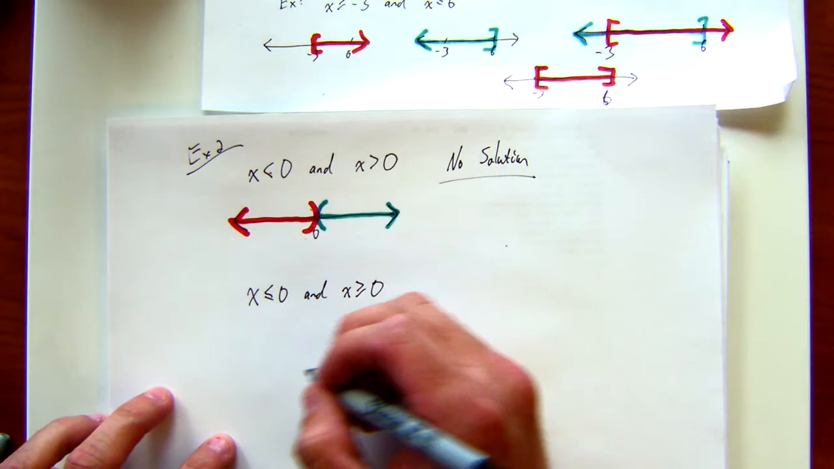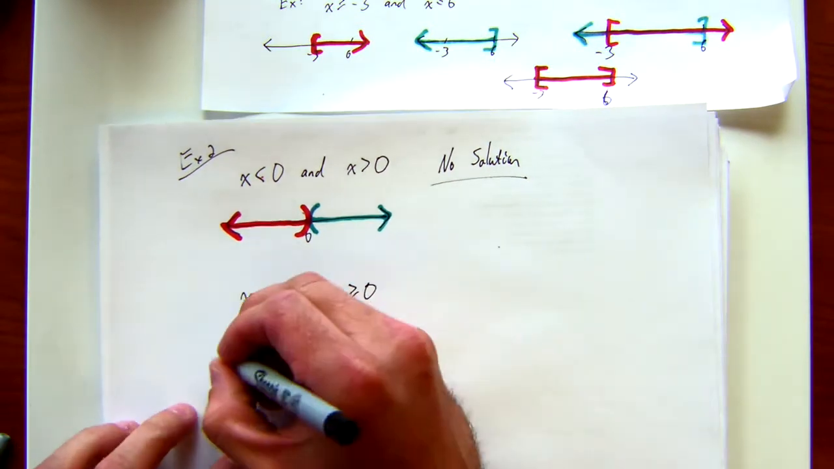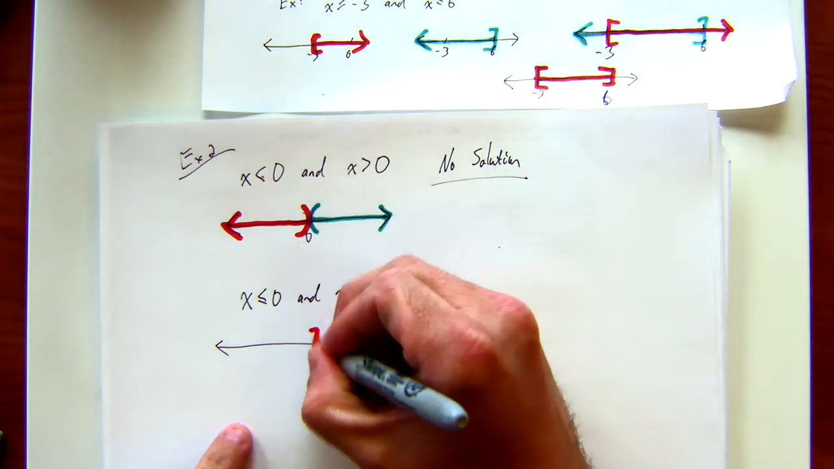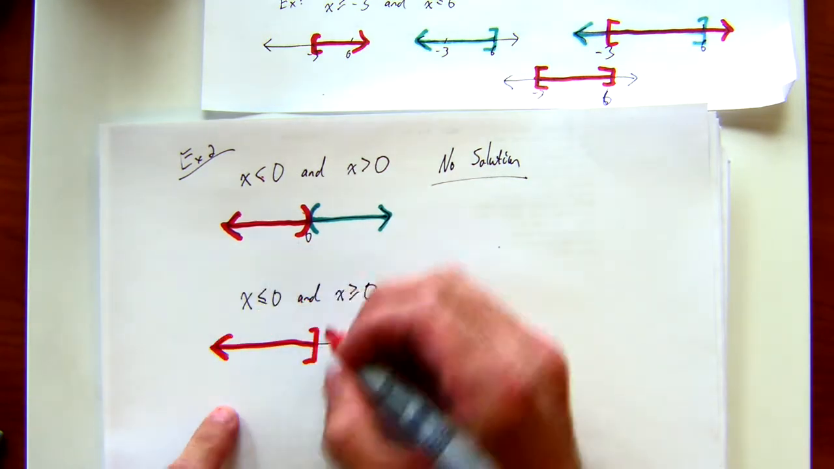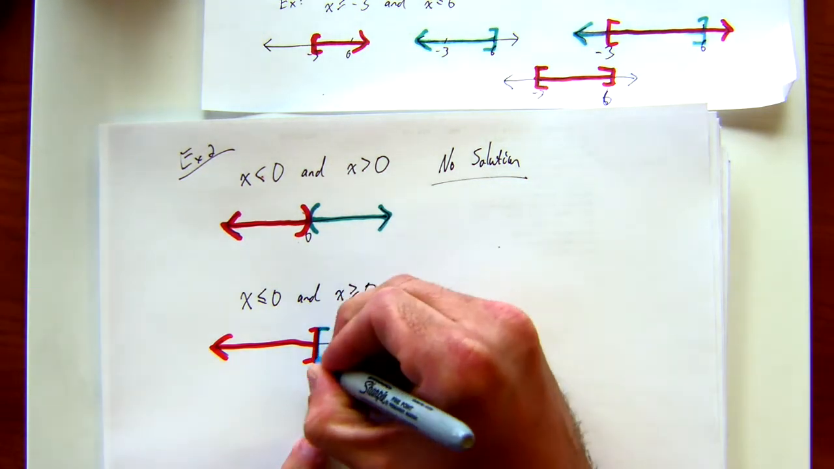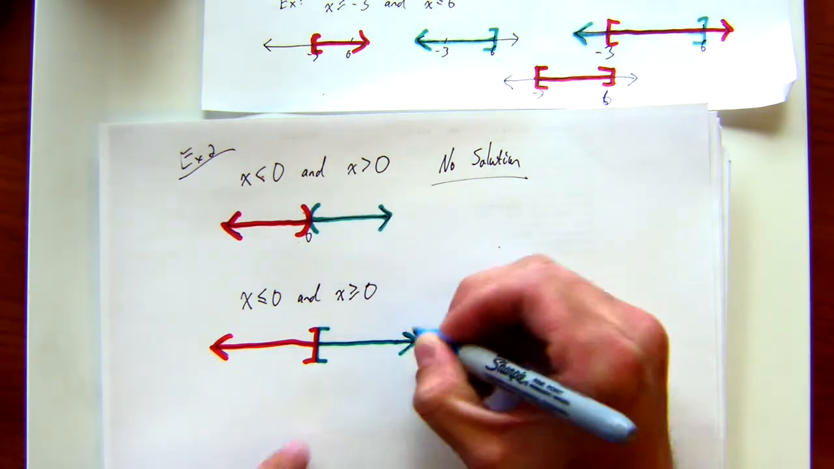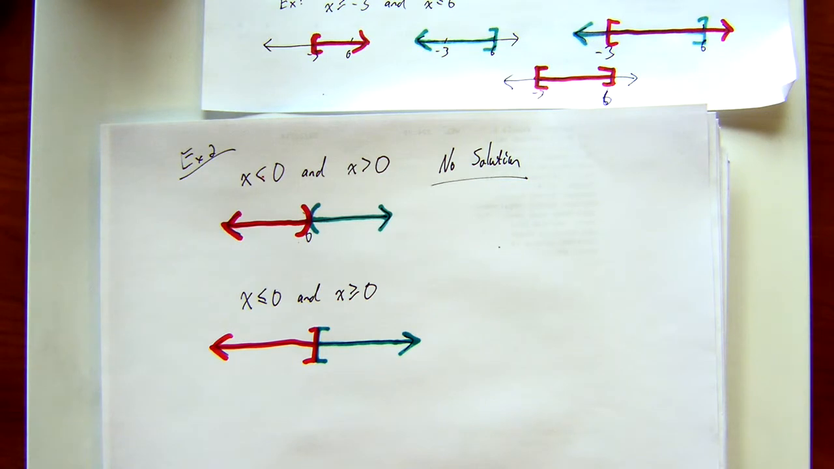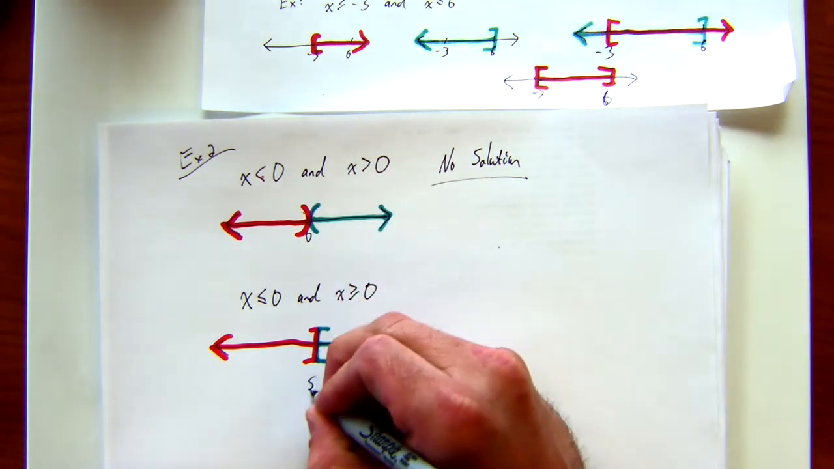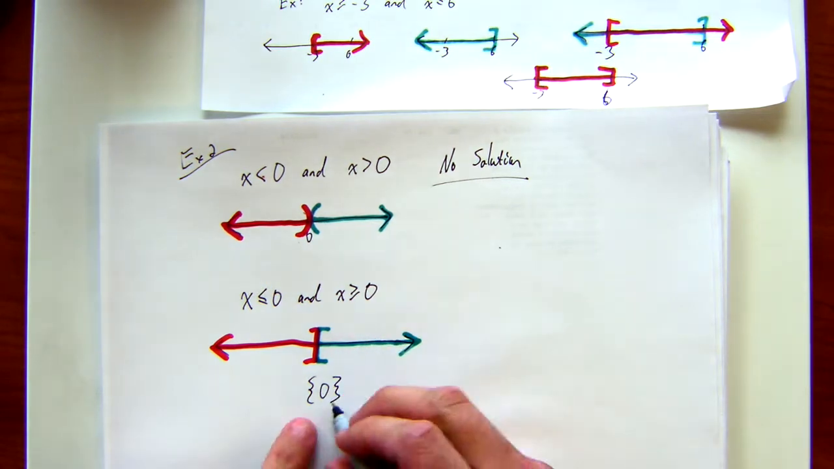Something like that? X is less than or equal to? Yeah, that's a good example. Let's look at it. So for this one, it would include the 0. Again, for this one, it would also include the 0. So what is the intersection? Just 0. So the answer would just be the point, or the number 0.